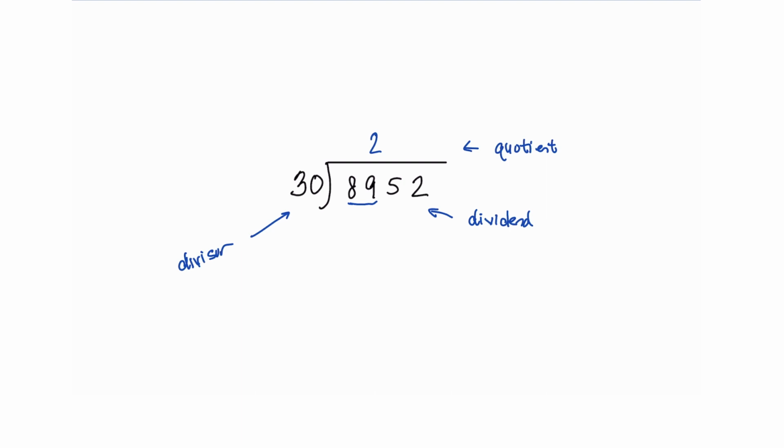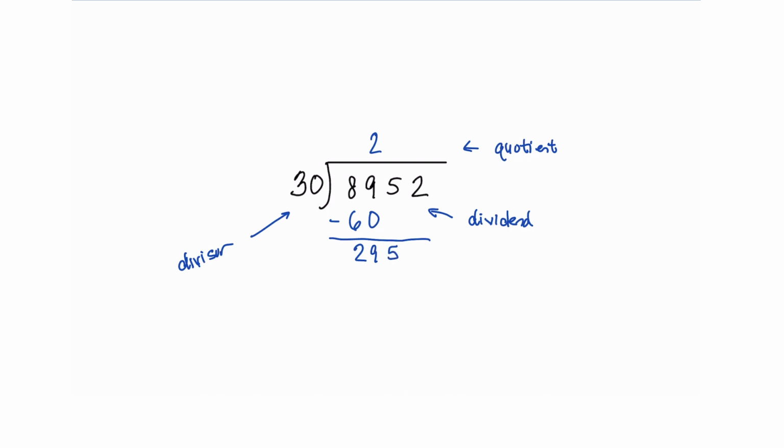And now we want to figure out how many left over. So remember that we multiplied the 2 that we have there by 30, and that is 60. We subtract that from 89. I'm going to get rid of that underline to make it not look like division. 89 minus 60 is 29. And then we bring down the next number, which is 5. So now we continue the process.